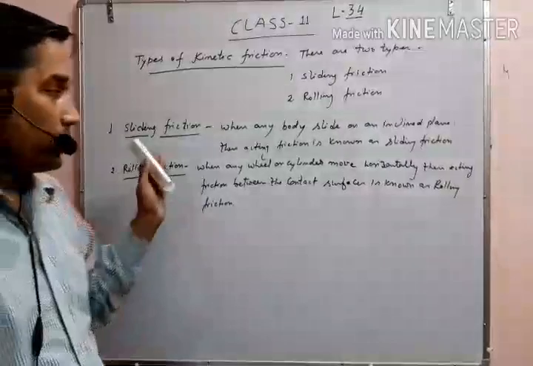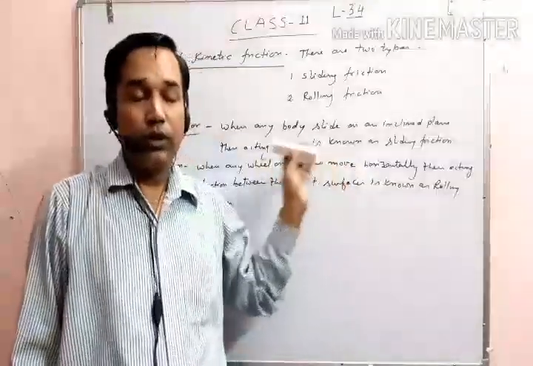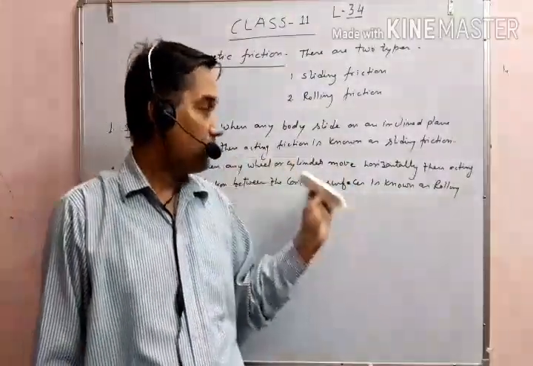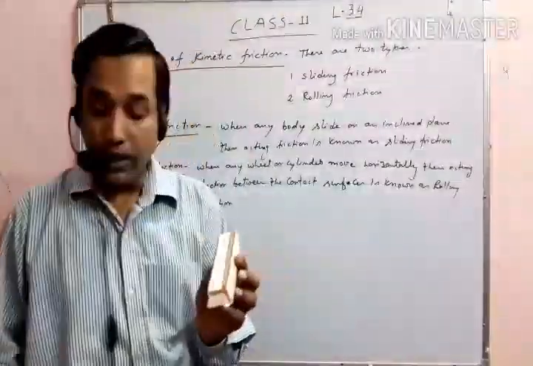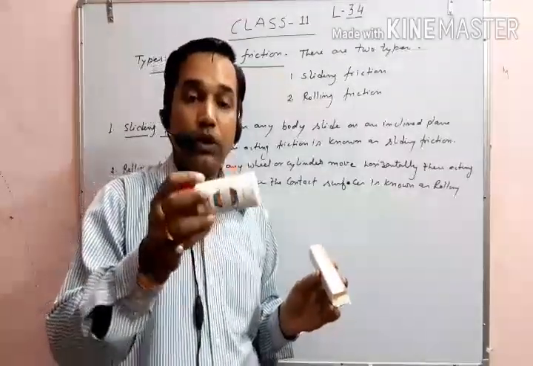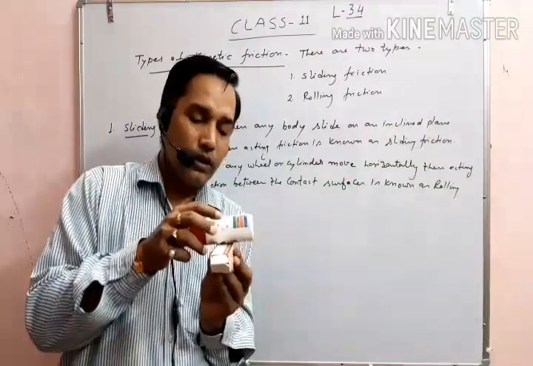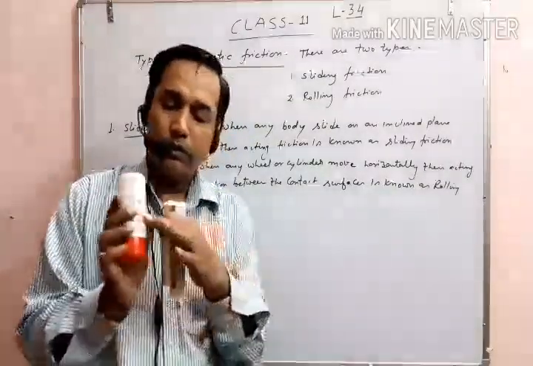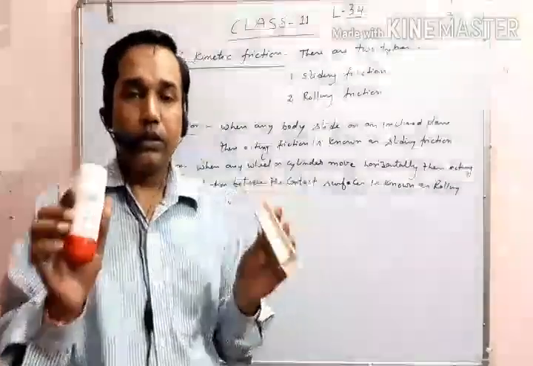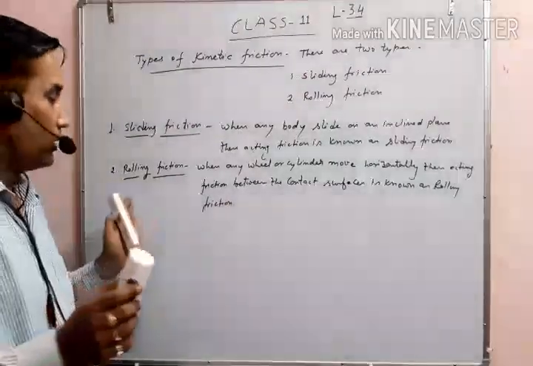Okay. Now next one is rolling friction. When any wheel or cylindrical body moves horizontally, then the acting force between the contact surfaces is known as rolling friction. For example, this is the surface and this is a rolling body, like a cylindrical shape. When this body is at rest there, and then it moves like this, in between both surfaces there is some frictional force in the contact surface, that is called rolling friction. I hope that is clear.